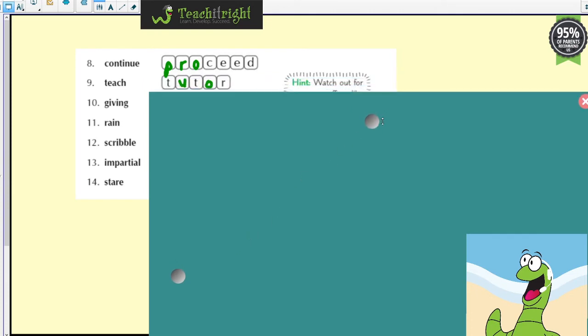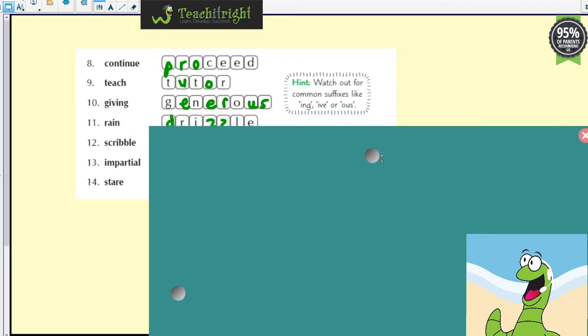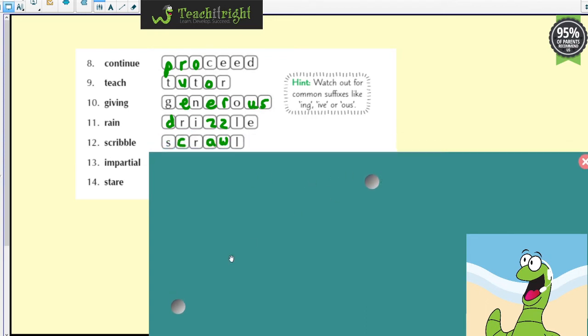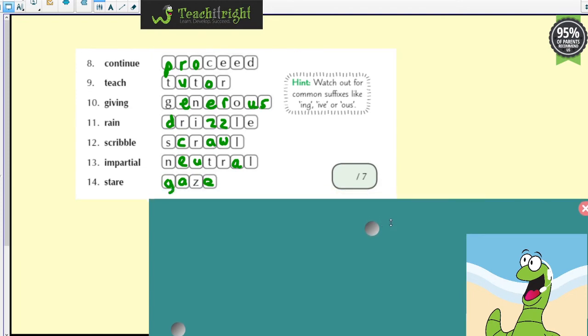I like to teach, I like to tutor. Number 10, the act of giving, the act of being generous. Number 11, a type of rain could be drizzle. If you scribble some notes down, you could say that you've scrawled some notes down. The referee, we had referee in our spelling test. The referee, I said, should be impartial. That means they should be neutral or unbiased, not on any one team's side more than the other. They need to be fair. That's another way of thinking about impartial. And finally, if you stare at someone, you gaze at them. To gaze into someone's eyes.